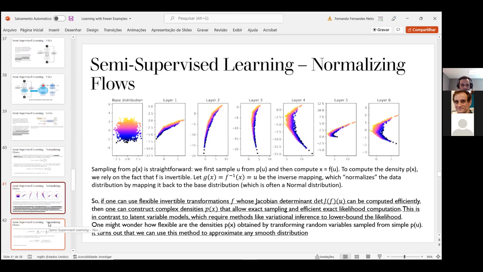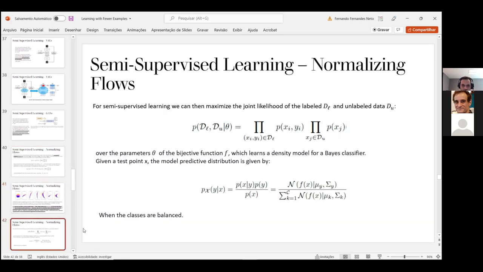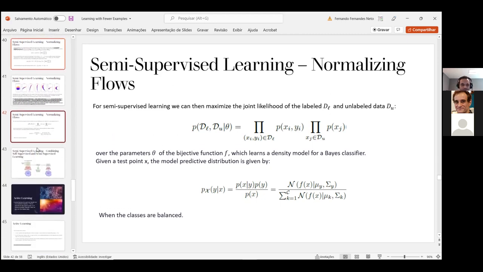Okay, and then if we can do this operation, sample from a very complex distribution, finally we can apply it for the same semi-supervised setting, in which we maximize the joint likelihood of labeled data D_L and unlabeled data D_U over the parameter theta of the objective function f, which learns a density model for a Bayes classifier.